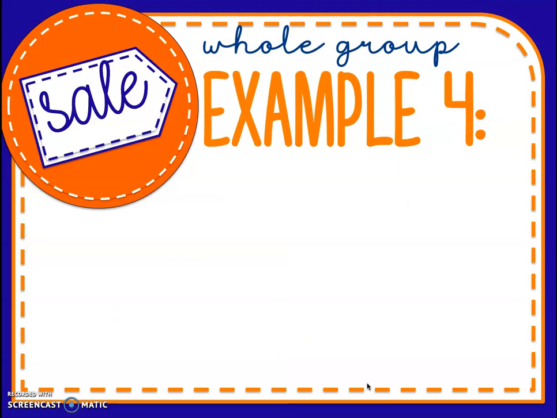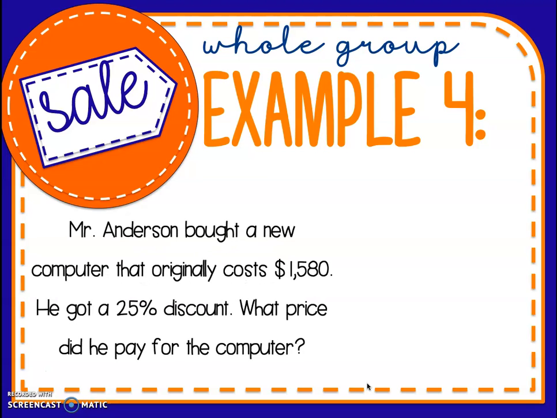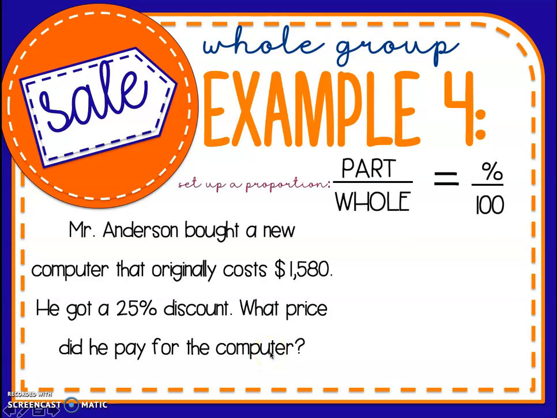Okay, let's look at another example. It says Mr. Anderson bought a new computer that originally cost $1,580, and he got a 25% discount. So what price did he pay for the computer? First things first, let's set up our proportion. We know that the total price was $1,580. We know that percent's always out of 100, and he's getting 25% off, so our 25 goes in the percent spot. We don't know what that amount is, so that's where we put our question mark.